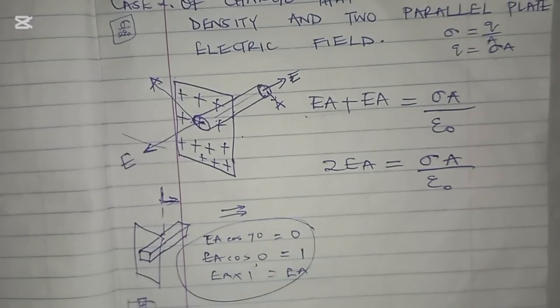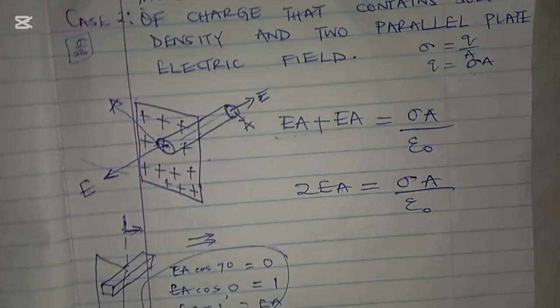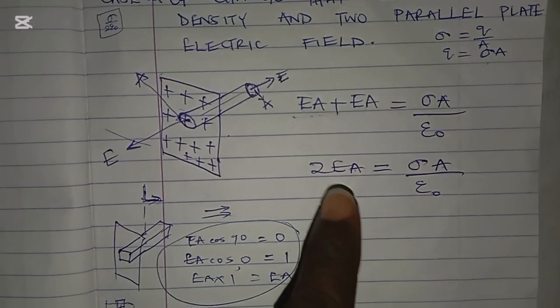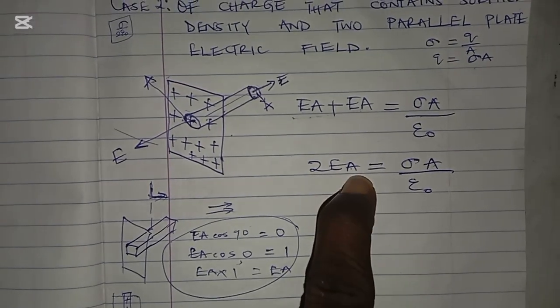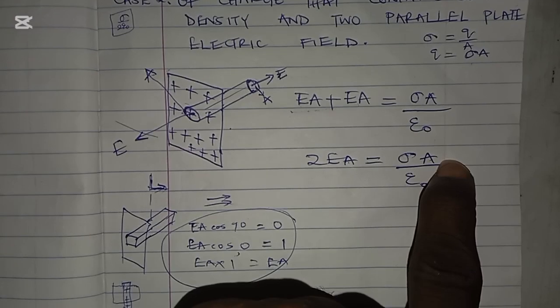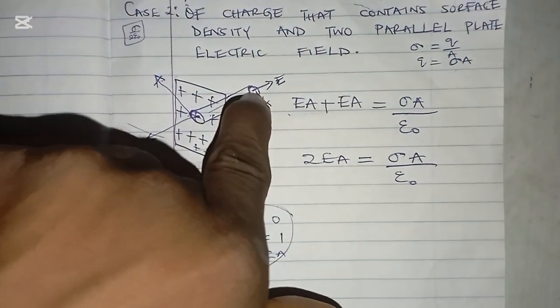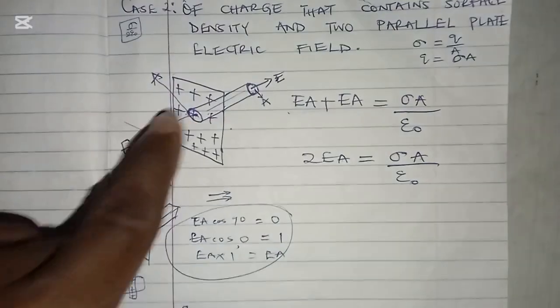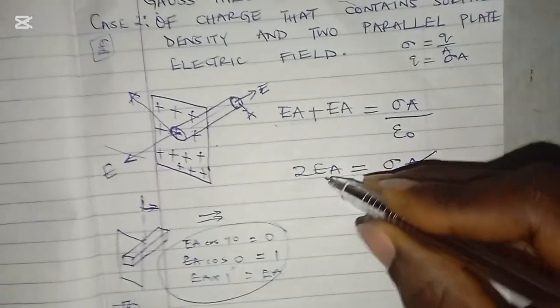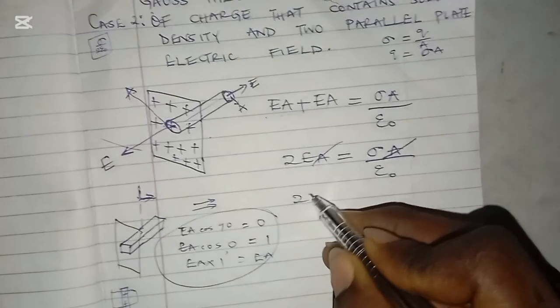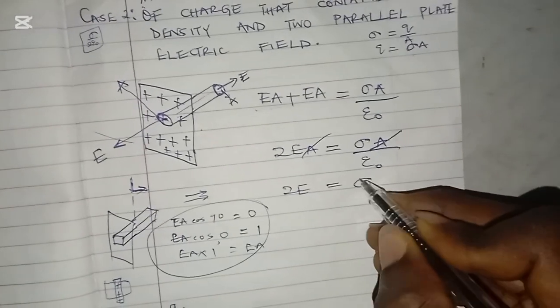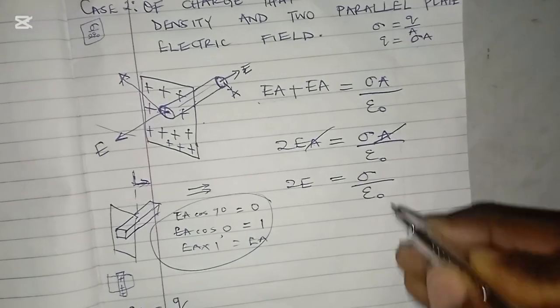Somebody might want to ask me, why didn't you put this in such a way that you have maybe a cylinder here and another cylinder here? Notice that the area I have on this side is the same area I have here. So if this is a cylinder, this is also a cylinder, the same area. So that I have 2E equals surface density all over permittivity of free space.